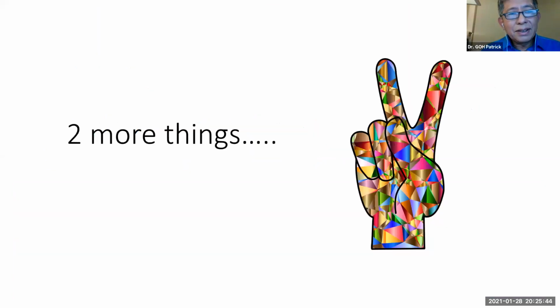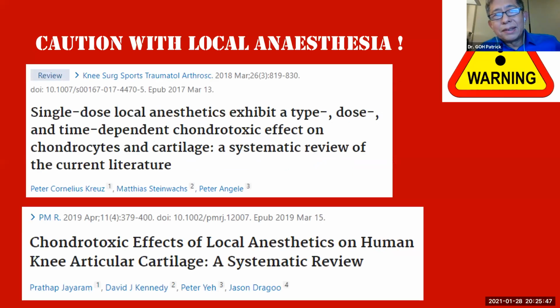There's just 2 more things I have to say. One is that we have to be very cautious with local anesthesia. We've been talking about injectates in terms of corticosteroid and hyaluronic acid, but the local anesthesia, which a lot of people put together with the hyaluronic acid, and a lot of people put together with corticosteroids, and some put them together with hyaluronic acid as well. If you put that intra-articular, there is a chondrotoxic effect. It is type and dose dependent. So there's some good reviews out there. So I just want you to be cautious about all this, right? So try not to put intra-articularly any local anesthesia as far as you can help it, if your goal is to try and preserve the cartilage.